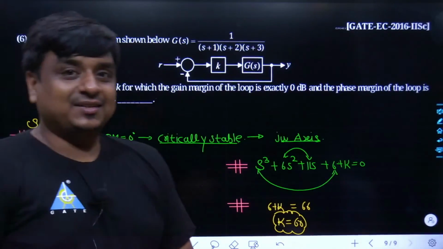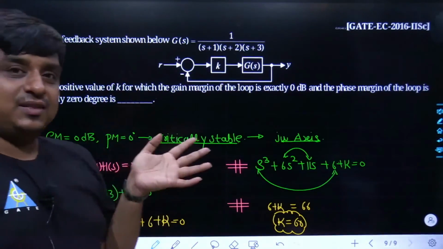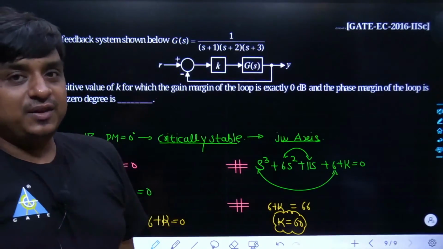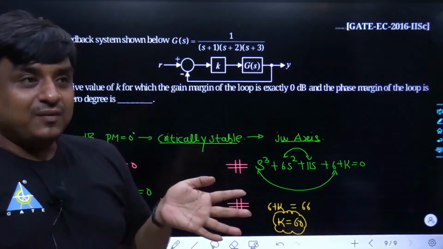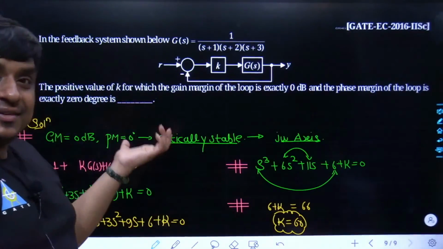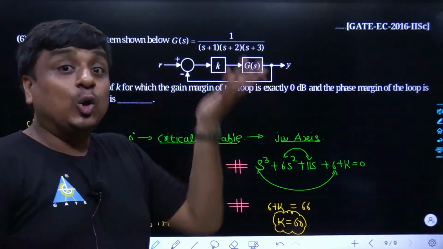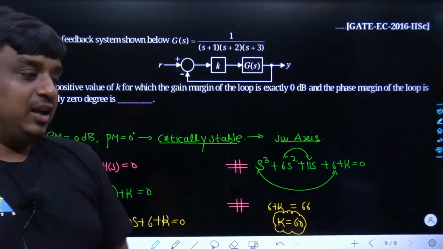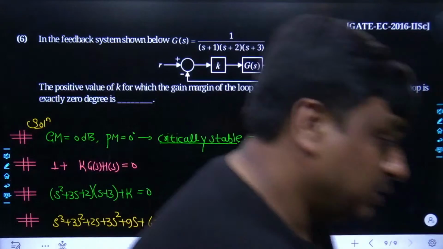But until and unless the students are aware of the concept of gain margin and phase margin, and are aware that the gain margin can also be connected with the characteristic equation, and that the characteristic equation's poles would be located on the j omega axis, probably they would not be able to sort this problem out.